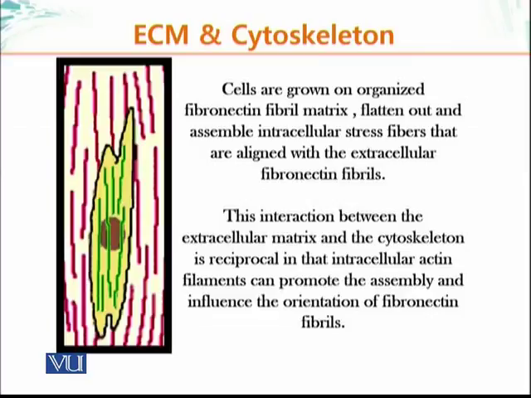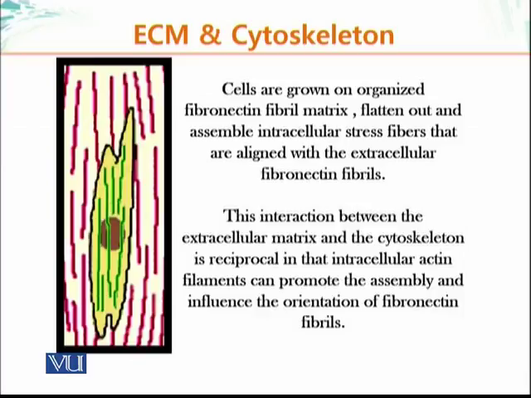If cells are grown on organized fibronectin fibril matrix, they flatten out and assemble intracellular stress fibers that align with the extracellular fibronectin fibrils. In one of the previous modules, I showed you a very nice micrograph in which there were two molecules, fibronectin and actin. They were stained by different dyes, and we saw how they lined up. The reason they line up is because one influences the other, and this interaction is reciprocal.